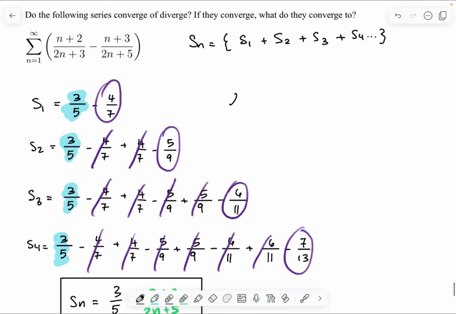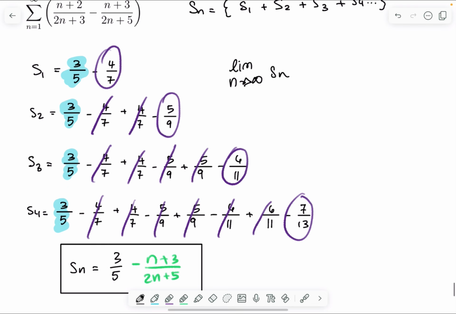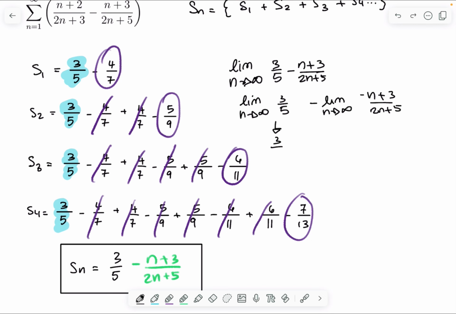So what you can do is take the limit as n approaches infinity of S sub n. That's going to be 3/5 minus (n plus 3) over (2n plus 5). Because these are limits, you can just separate them. This is just a constant, so it becomes 3/5. And then this is a fraction, so divide each term by n. This becomes just -1, this is 3 over n, and the n's here cancel out, so it becomes 2.